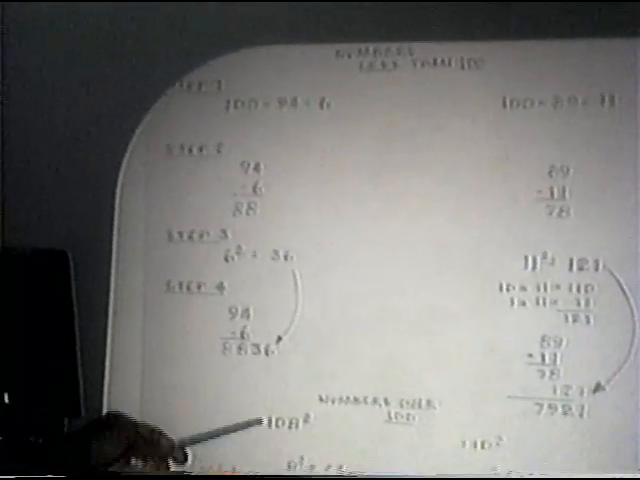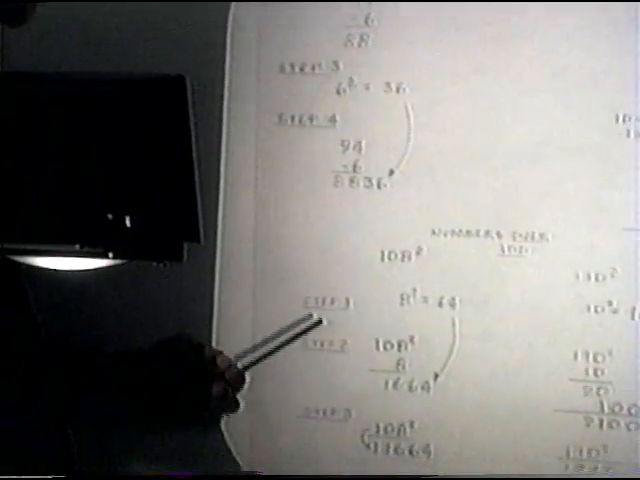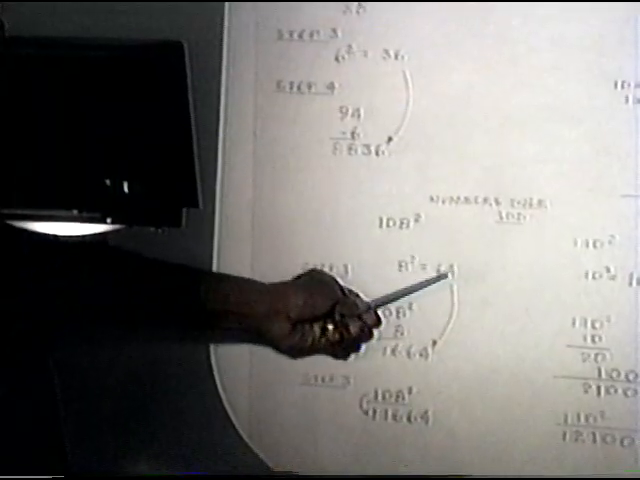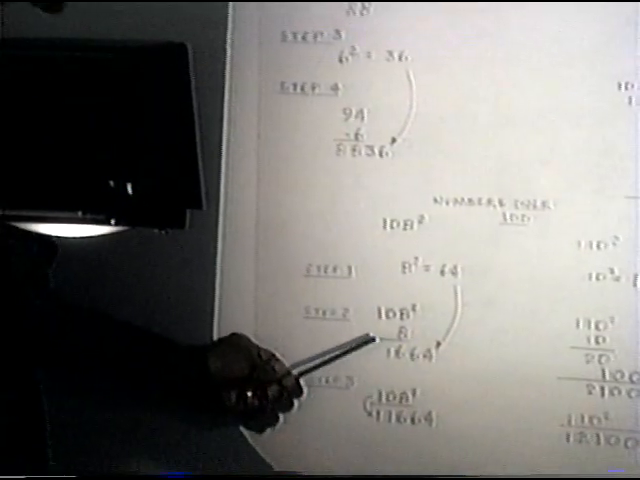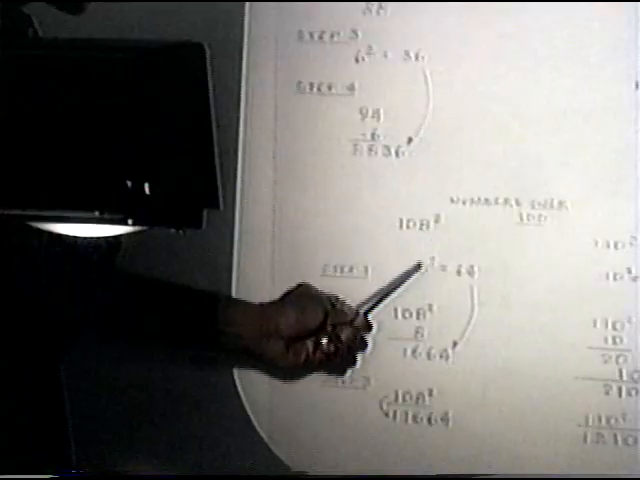Numbers over 100, we had 108. What's the square of 108? What is 108 times 108? 8 squared is 64. That's the first step. We squared that 8, we got 64.